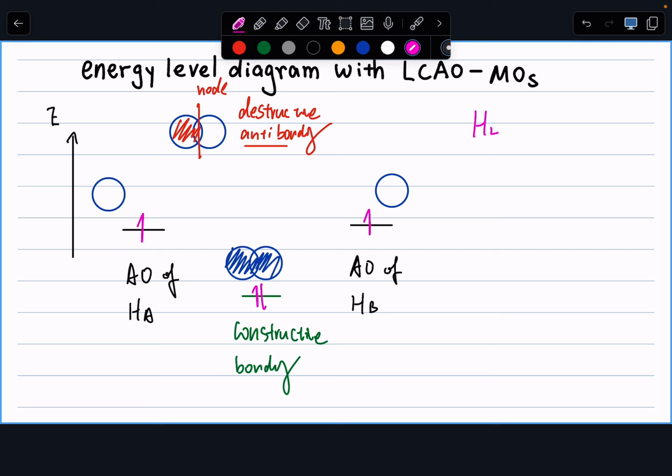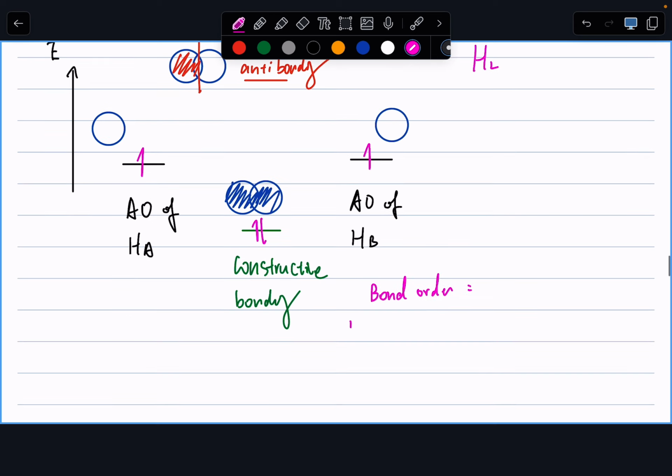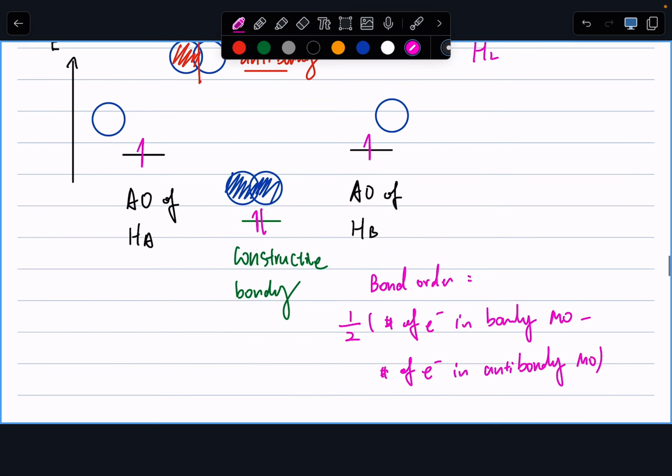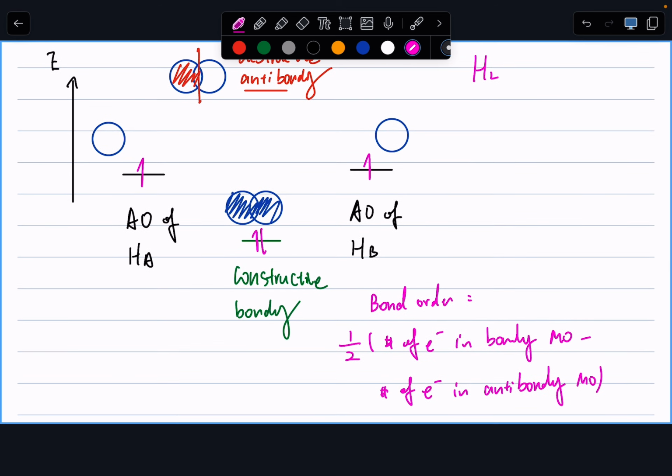You can calculate bond order based on this correlation diagram. My bond order will equal 1/2 times the number of electrons in bonding MO minus the number of electrons in anti-bonding MO. So what is the bond order of our H2? The number of electrons in my bonding MO is 2. The number of electrons in my anti-bonding MO is 0. So the bond order is 1.